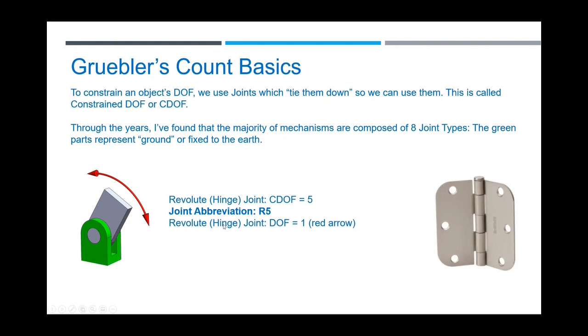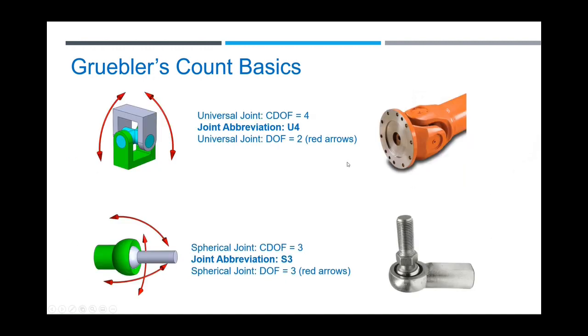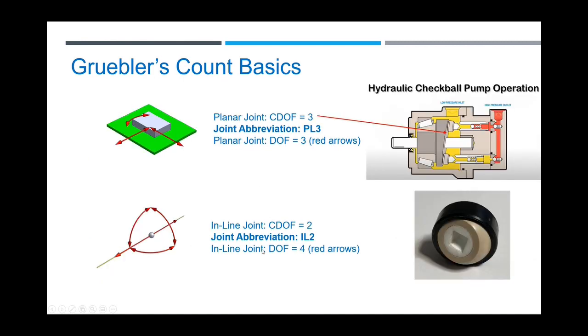So the 5 is an abbreviation. You'd like to use R, which represents a revolute joint, so that has a constraint of 5 degrees of freedom. And you've seen this prismatic slide. That's a P, which has a value of 5. Cylindrical has a value of 4. These are the typical mechanism joints you see. Universal has 4. Spherical joint has 3.